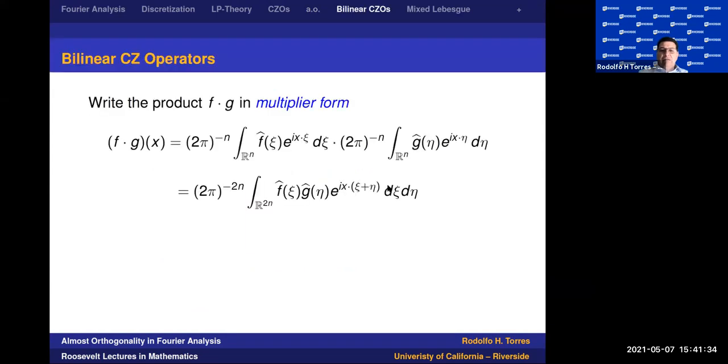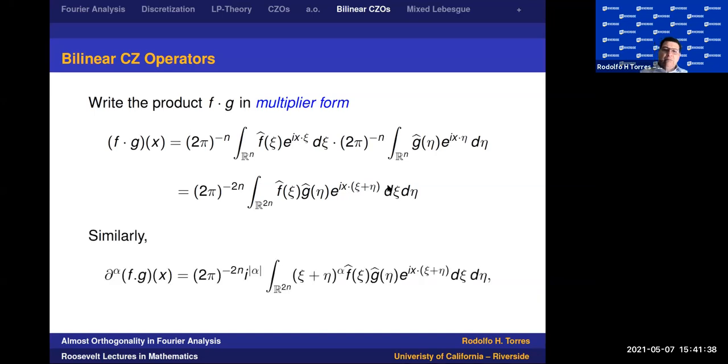Okay, how about bilinear? Because I need to get to bilinear Calderon-Sigmund operators. Looking at this expression, I'm doing something that looks kind of silly. I'm taking the functions f and g, and writing f and g as the inverse Fourier transform of their Fourier transform. And then I put the two integrals together. Of course, the two variables are separated. This is nothing, right? I just write them as the inverse Fourier transform of their Fourier transform. And of course, one depends on the variable xi and the other on the variable eta.